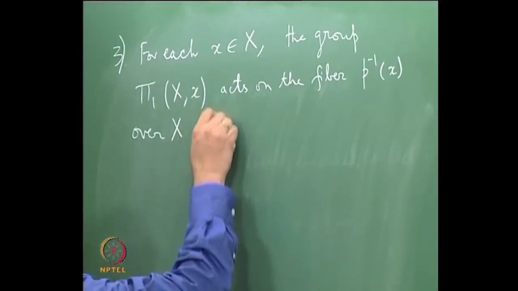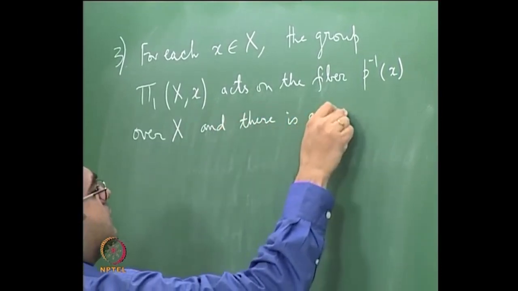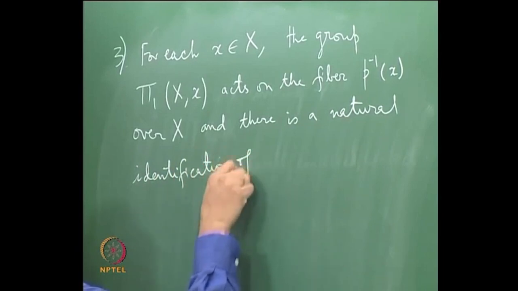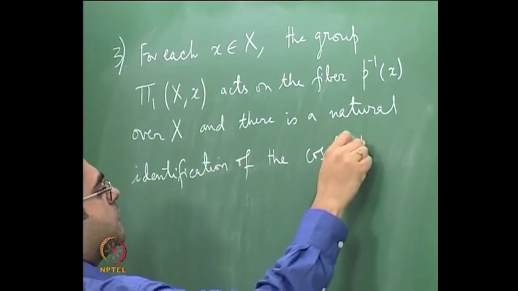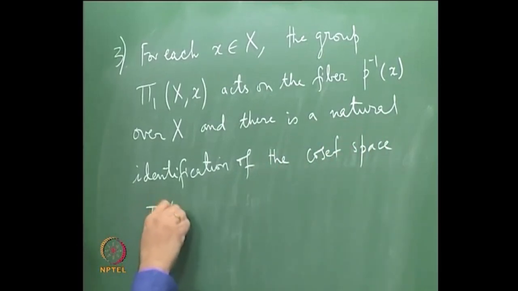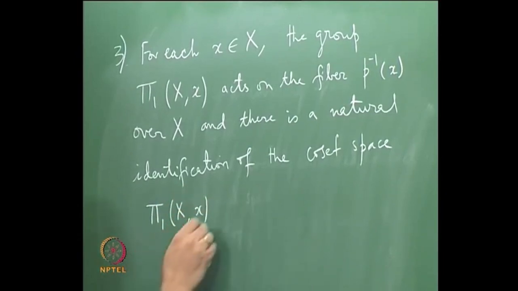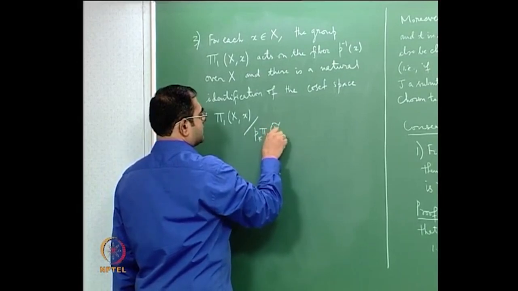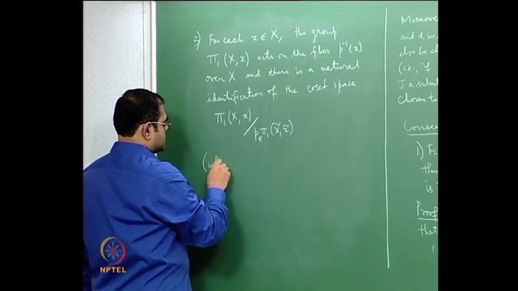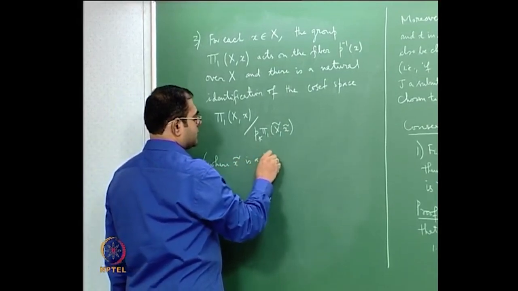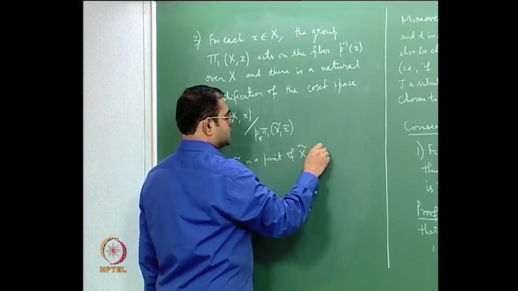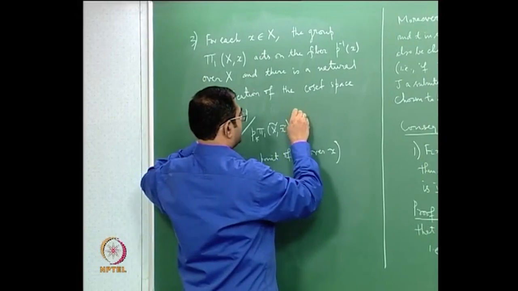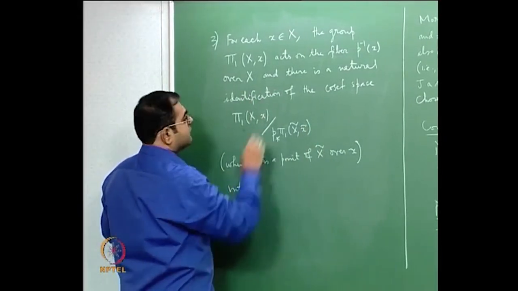and there is a natural identification of the coset space pi 1 of X comma capital X comma small x divided by p lower star of pi 1 of x tilde comma small x tilde, where of course x tilde is a point of x tilde over x. There is an identification of this coset space with the fiber.